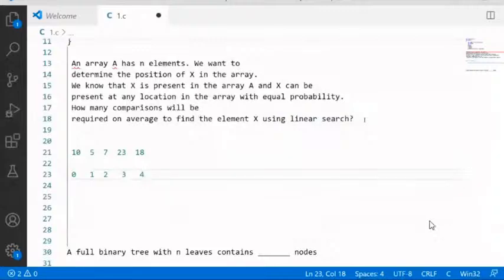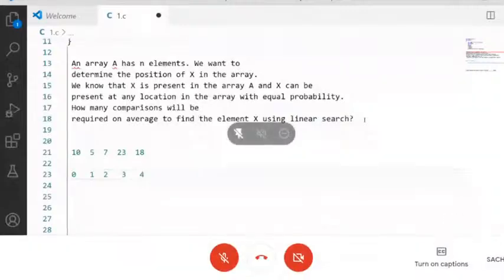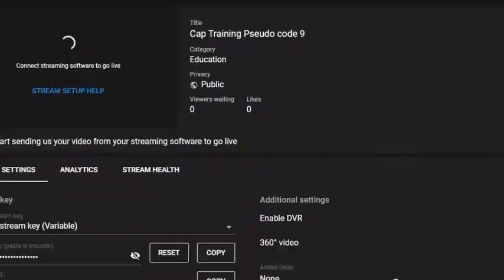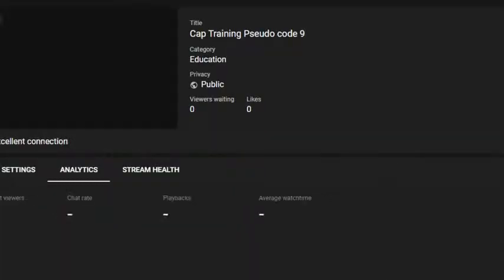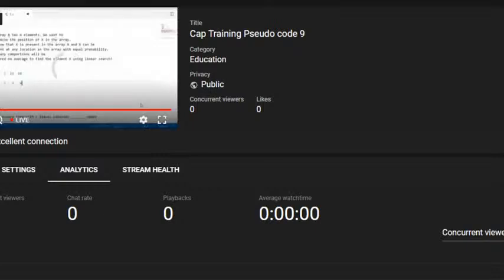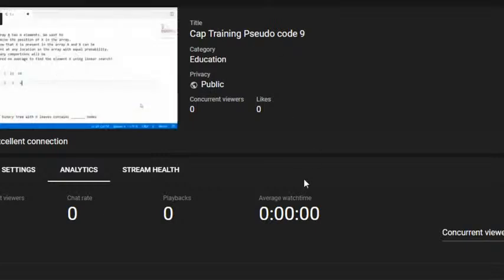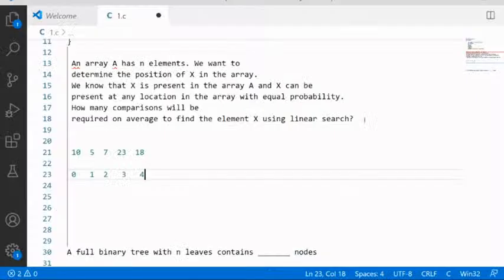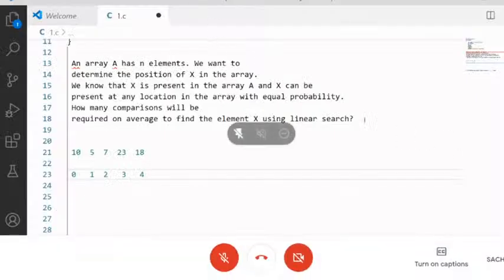The position of X in the array. Which means we need to do a searching process. An element called X will be provided. We need to check whether that X is available in the array or not. If it is available in the array, the respective index, that is what position they are speaking about, we have to tell them, determine. So we want to determine the position of X in the array.